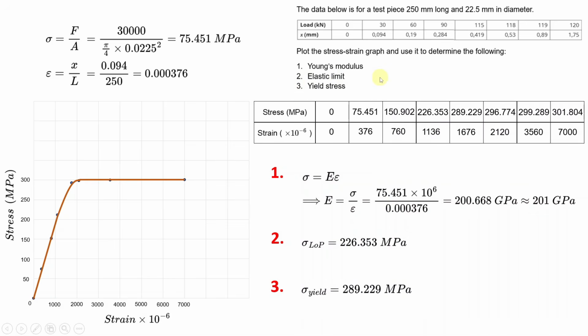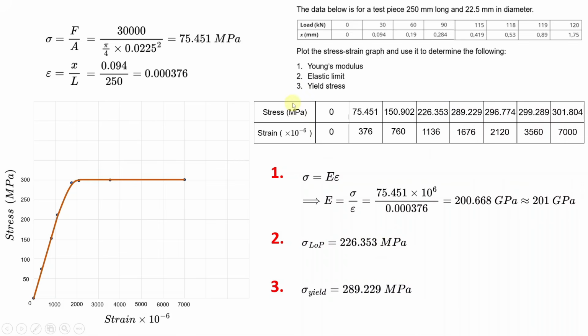And the way you find the elastic limit is that you look at the limit of proportionality, where the straight line ends, okay? If you look at this graph, you will see that it ceases to be a straight line at this point. From this point, it's beginning to bend. So this point here is the limit of proportionality or the elastic limit. Okay, and if you look at this point, it's the fourth point on the table. So it's 1, 2, 3, 4. So it's 226.353 megapascals. That is the elastic limit.